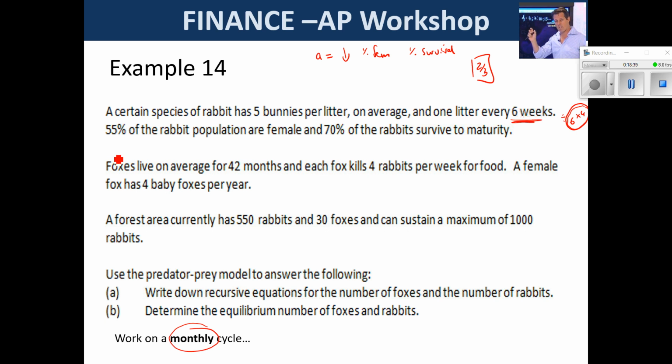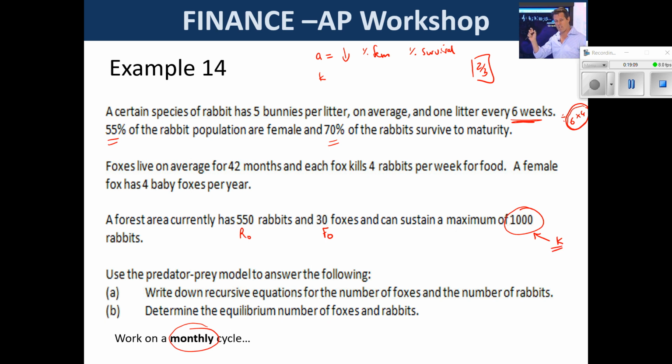55% are female, and 70% survive to maturity. So I'm going to work that out on the next page just now. Let's just see. So there's the A, and I'm trying to find a K for the carrying capacity. Here we go. So it says a forest has, look here, initial rabbit population, initial fox population, and it can sustain 1,000 rabbits. So we've got our carrying capacity, which is cool.